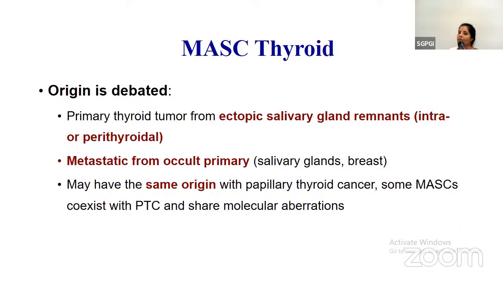The origin of this tumor is debated, and some think that it is a primary thyroid tumor from ectopic salivary gland remnants, which are present either intra- or perithyroidally. Some suggest that it could be metastasis from an occult primary salivary gland and breast tumors. In the present case, salivary gland and breast were normal. And some suggest that it may have the same origin as papillary thyroid cancer because some MASCs can coexist with PTC and can share some molecular alterations. So case reports like this are also available.